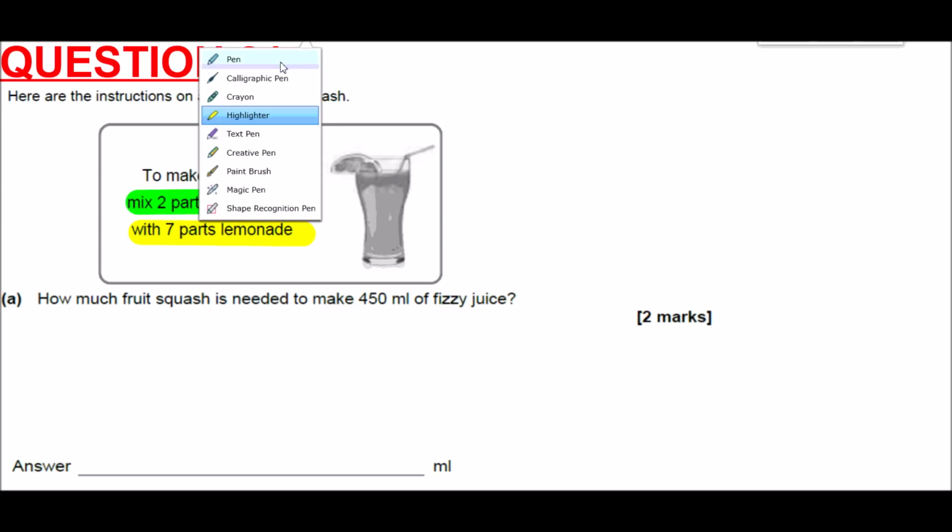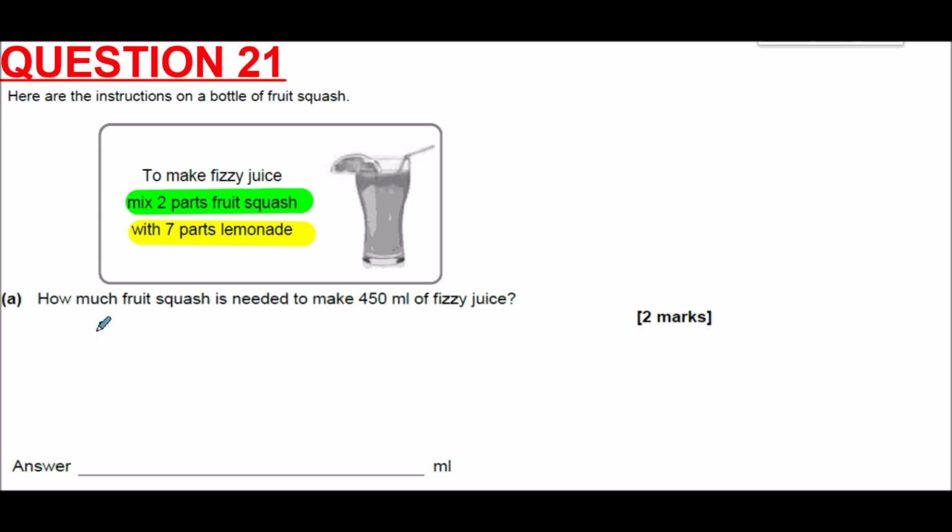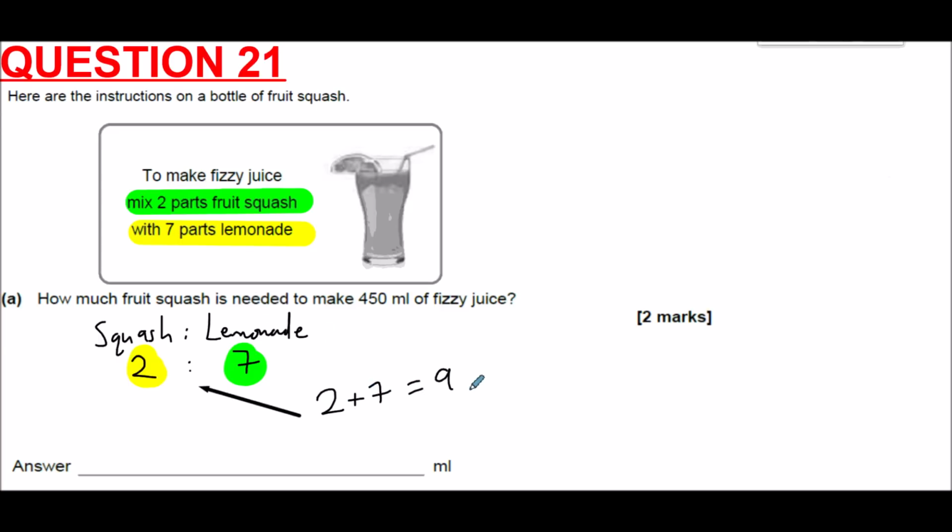So I'll do this the standard way first. So squash on one side, lemonade on the other. 2 parts squash to 7 parts lemonade. 2 plus 7 means there's 9 parts altogether. I'll just do that line sort of underneath. Two lots of squash, 7 parts lemonade, as I say, gives us 9 parts in total.